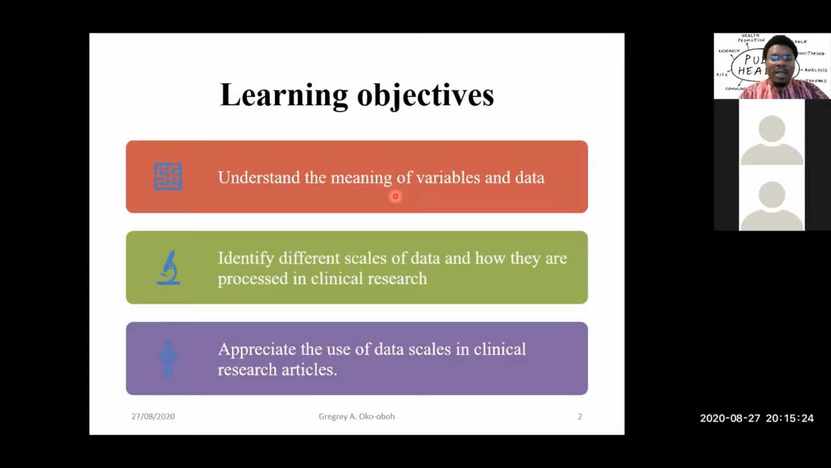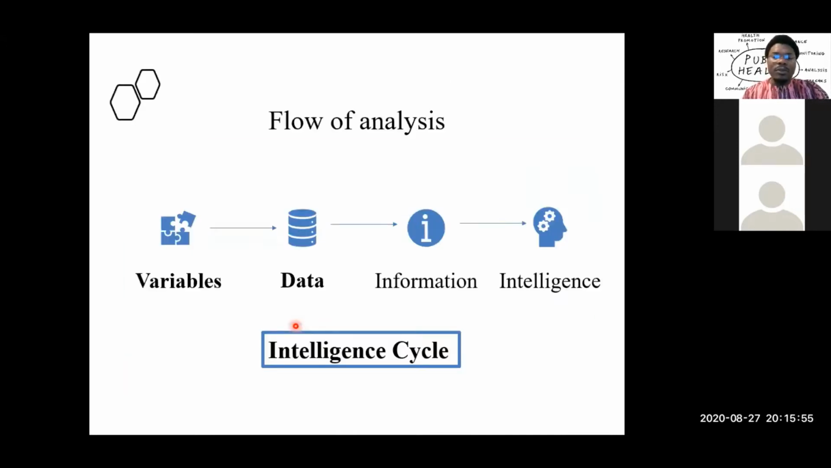Today's topic is statistical terms and notation, and our learning objectives are: one, we want to see how much we appreciate variables and data in terms of the meaning and differences, if any. We want to identify the different scales of data and how they are processed in clinical research. And lastly, we should be able to appreciate the use of data scales in clinical research articles.